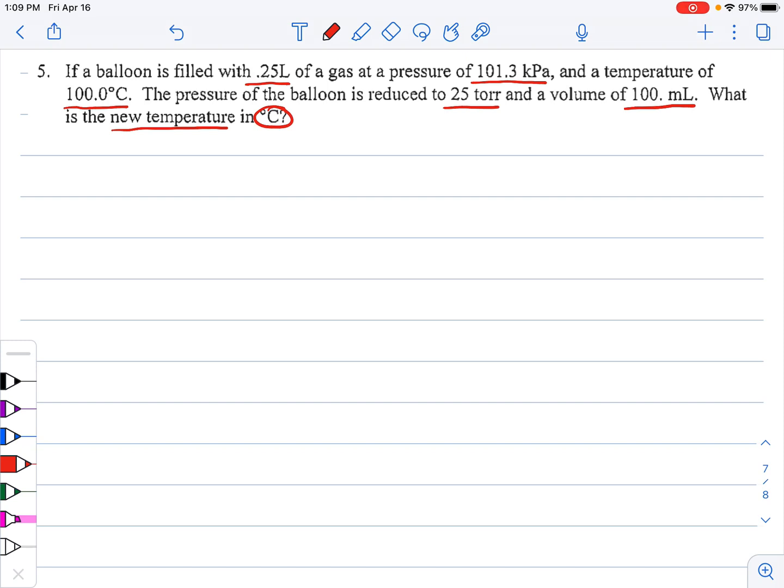Give you a warning. This is going to require 2 steps. First step, find the temperature in Kelvin. Second step, convert to degrees Celsius.